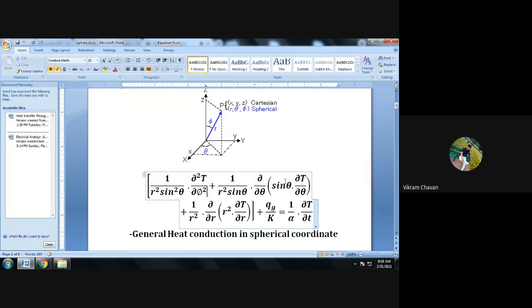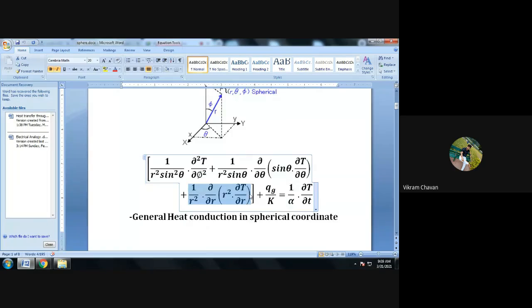So once you neglect these two quantities, only one part of this particular coordinate system will remain, as 1 upon r square multiplied by the partial differential with respect to r of r square multiplied by ∂T/∂r. So that part only remains, and the remaining part as it is.